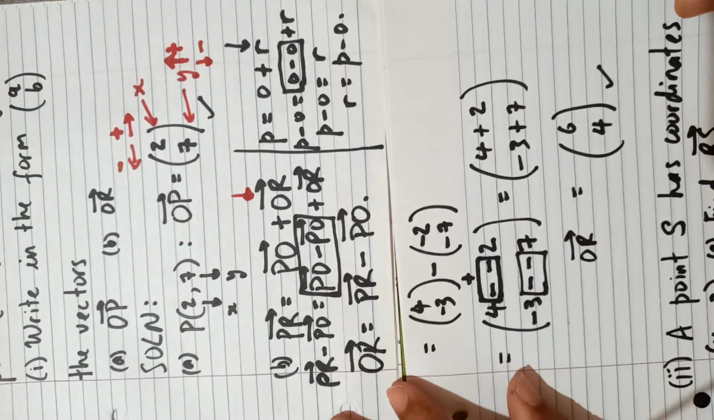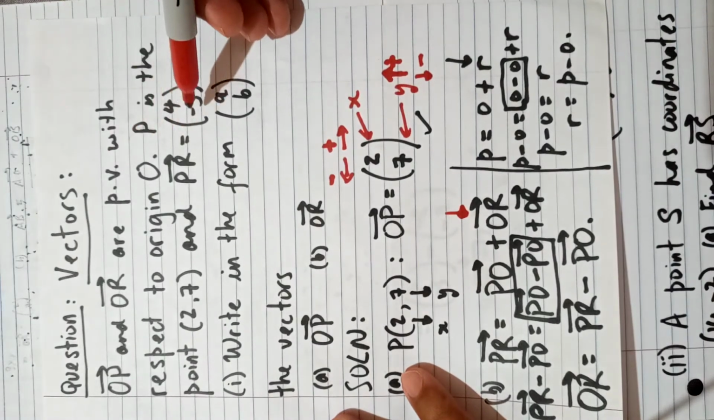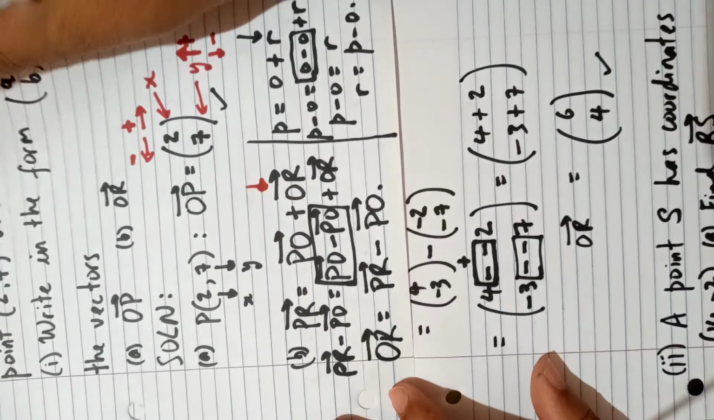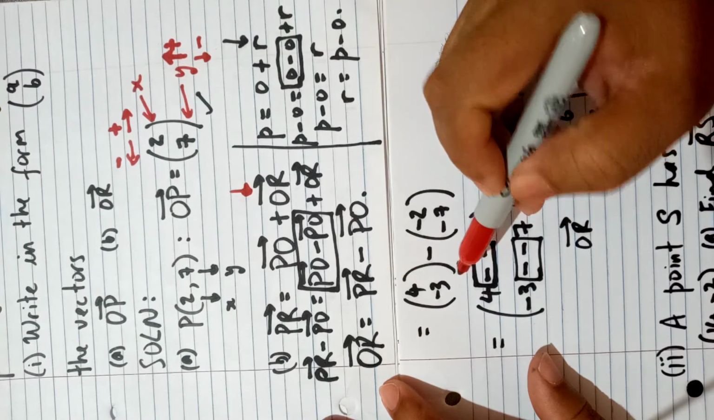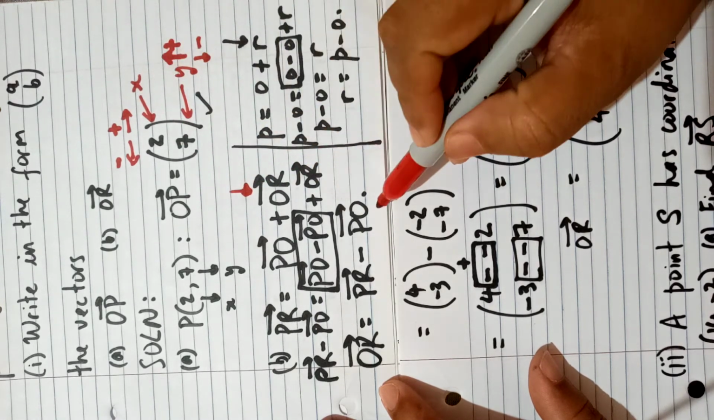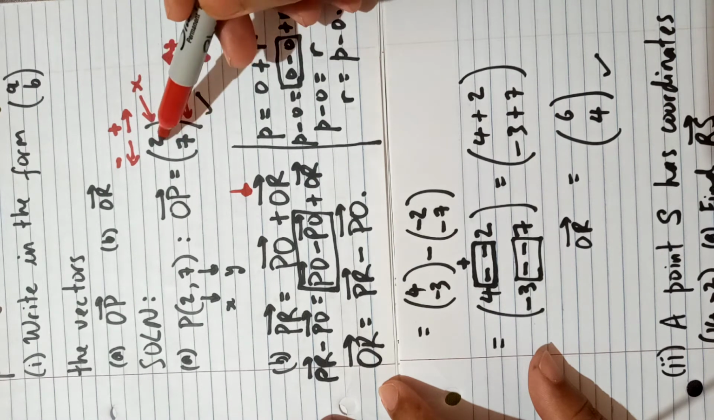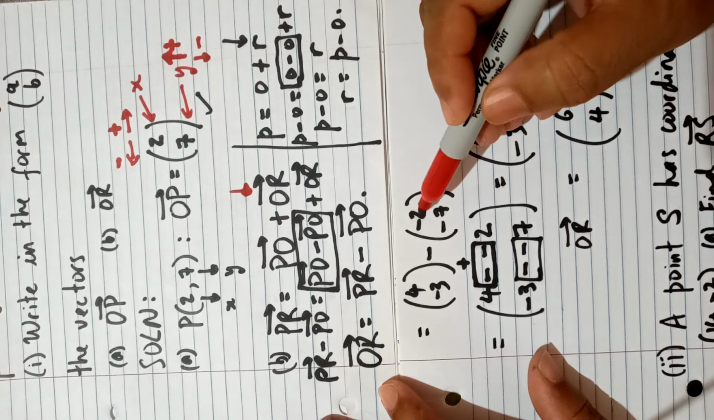Now what is PR? PR was given in the first part of the question. PR is (4, -3). Now we just worked out what OP was. OP was (2, 7), but this wants us to find PO, which is the inverse of the vector OP. To find the inverse, all we do is change the sign of the original vector. So the +2, +7 becomes -2, -7.